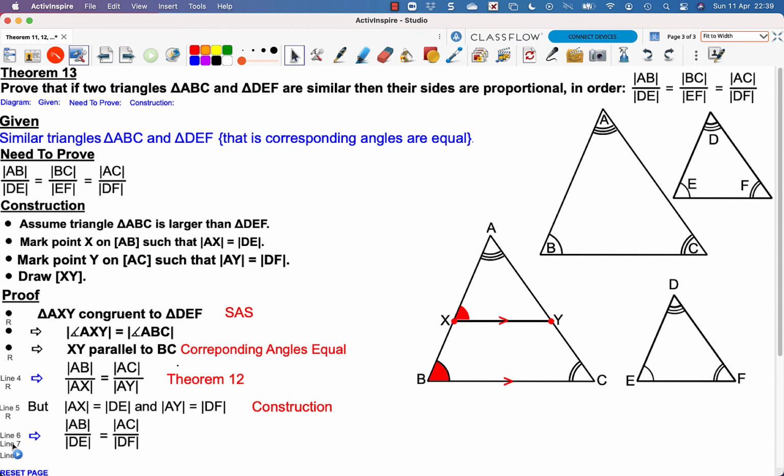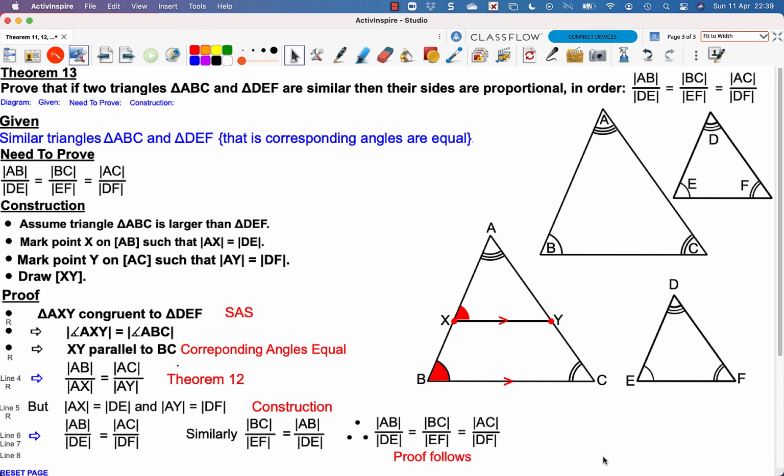Now line 7 is quite simply, similarly, you can say that BC to EF is also equal to AB to DE. You don't have to formally prove it, but it's going to be the same sort of mathematics. Once you've got a pair, you can do the similar bit, and then you can say, therefore, this is now true, proof follows. And that's the end of Theorem 13.